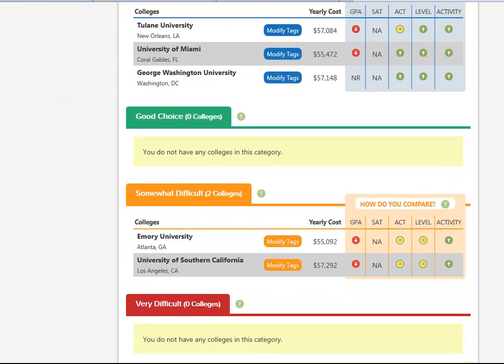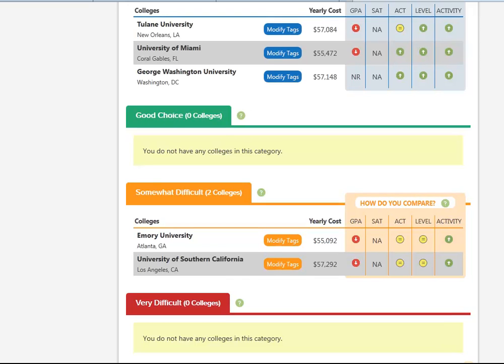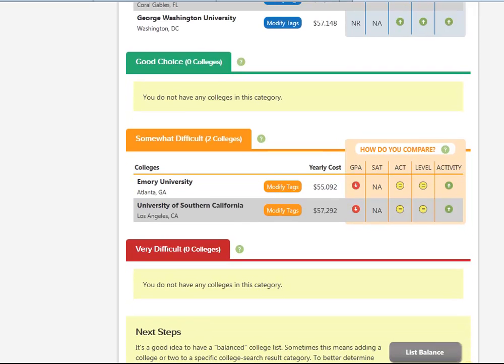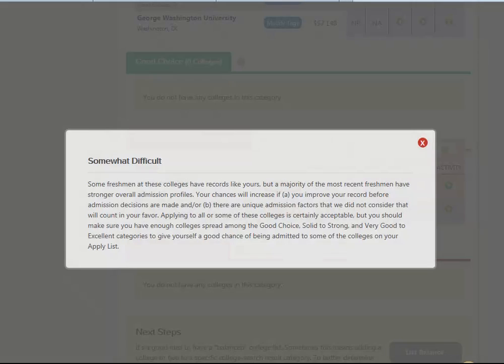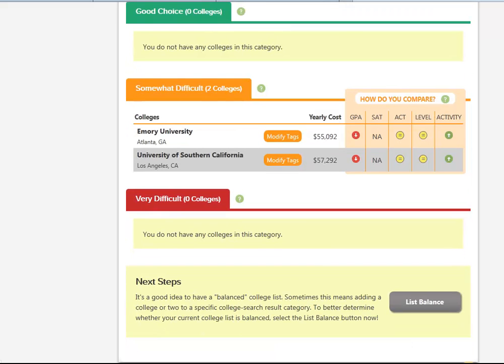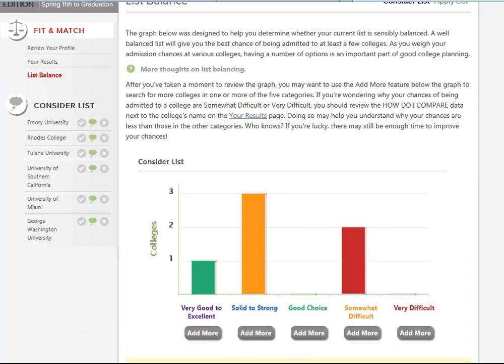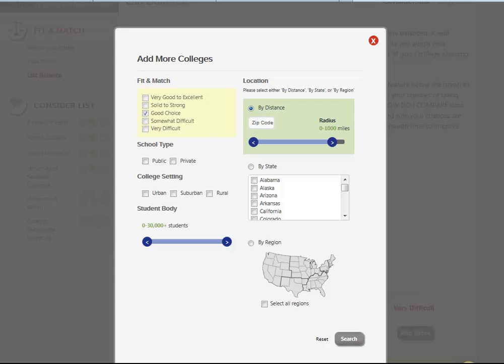There are no good choice schools. A good choice means that your record is similar to most of the incoming freshmen. Somewhat difficult is like a high target or a low reach. Majority of the most recent freshmen have stronger overall admission profiles. Now, how do we balance this list? She doesn't have any in this category, the good choice category. So let's add more good choice schools.